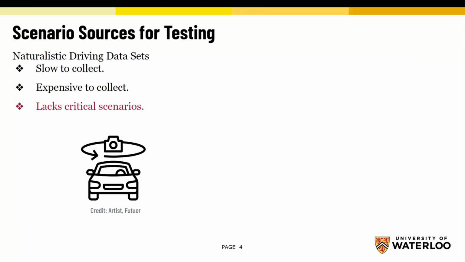Naturalistic driving data sets, which means you put a camera or sensors onto a vehicle and you pay someone to drive it around town for a couple thousand hours. It's slow to collect, it's expensive to collect, and you could drive potentially for an entire lifetime and not actually get into a critical scenario. If you test a system based on naturalistic driving data sets and nothing else, you're not going to be testing it against the most difficult critical scenarios.